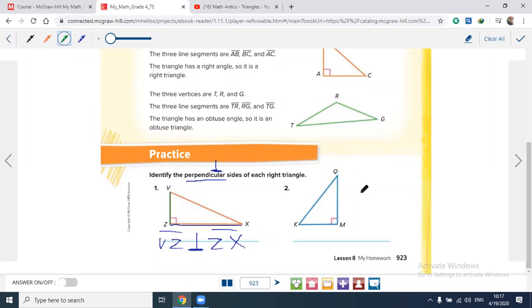MQ and MK. Excellent, Muhammad. Wonderful. So I will write here MQ, as your friend Muhammad said, perpendicular to MK.